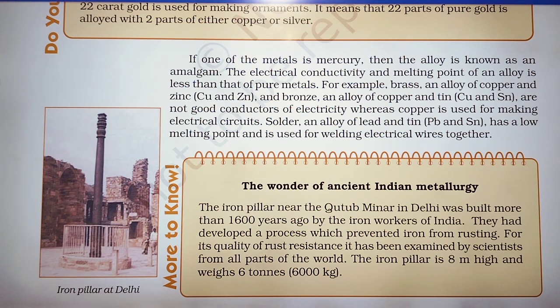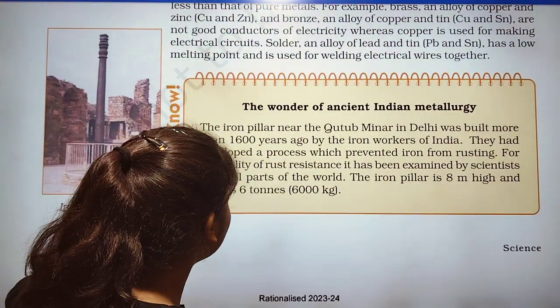They had developed a process which prevented iron from rusting. Also, for its quality of rust resistance, it has been examined by scientists from all parts of the world. The iron pillar is about 8 meters high and weighs 6 tons. That is 6,000 kilograms.